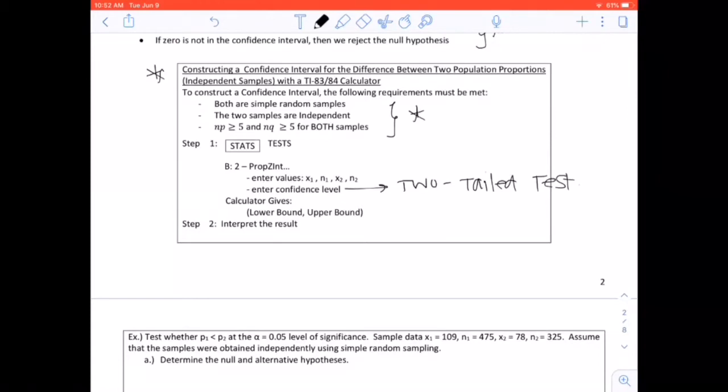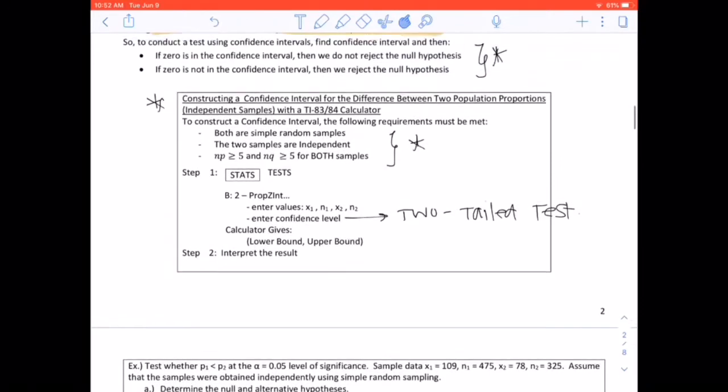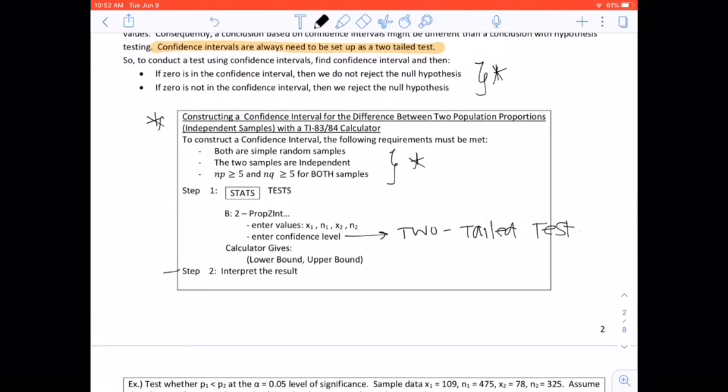The calculator is going to give you your lower bound and your upper bound, and then from here you need to interpret your result, which is going to be looking at what we have up here with those two different scenarios, if 0 is included in the interval and 0 is not included in the interval.